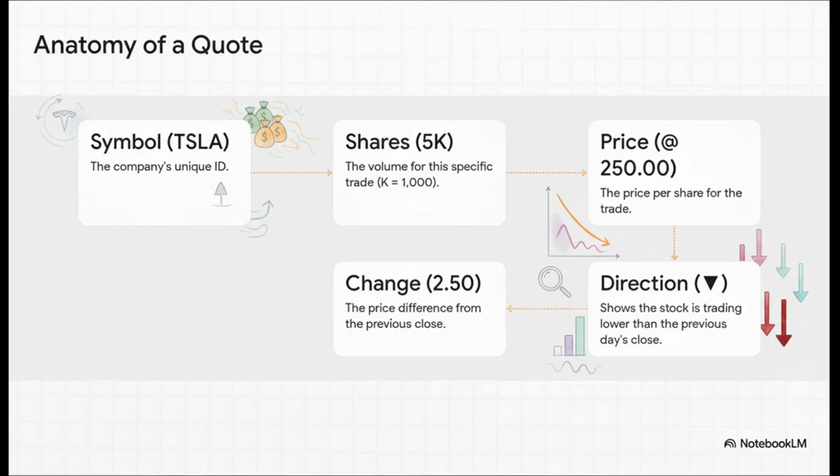Okay, this slide breaks it down perfectly. Let's use Tesla as our example. First, you see TSLA. That's the company's unique ID, its ticker symbol. Next to that, 5K tells you 5,000 shares were just traded. That number's pretty important. A really high number could mean there's a lot of conviction behind a price move. Then, at 250.00, that's the price per share for that trade. The little down arrow shows the stock is trading lower than it did yesterday, and that 2.50 tells us exactly how much. It's down $2.50. See? Not so scary when you take it piece by piece.